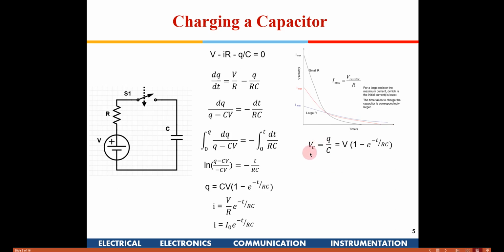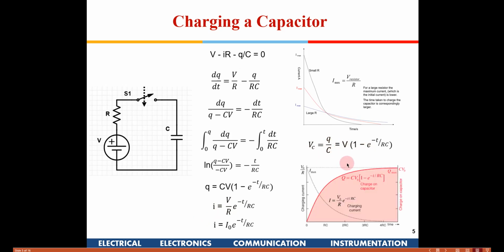Now I can even write the equation for V from this, Q by C, and then if I do these mathematical manipulations, I'll get the equation for V as V into 1 minus e to the power of minus t by RC. Here V is the terminal voltage which we are applying. If I put t equal to 0, this entire term will become 1, so 1 minus 1 becomes 0. So initially the capacitor voltage will be 0, and then as t increases, this voltage will slowly pick up and it will become V.